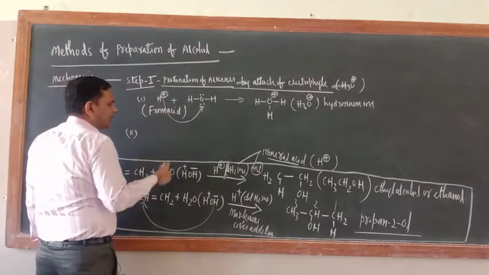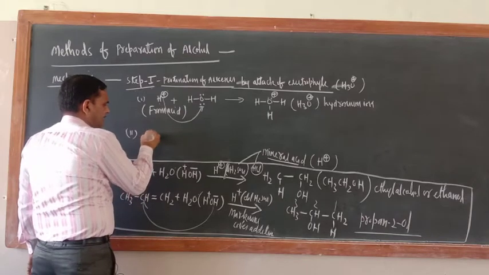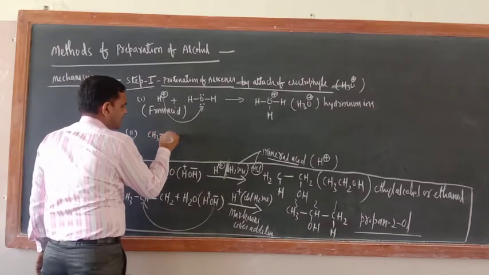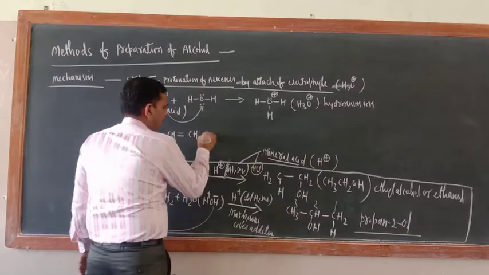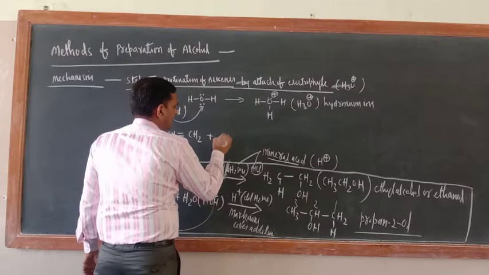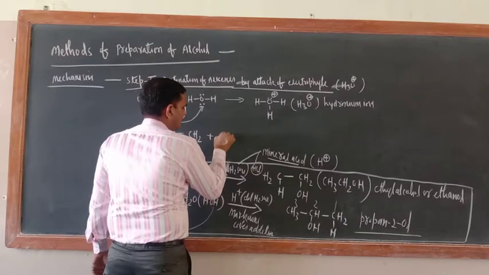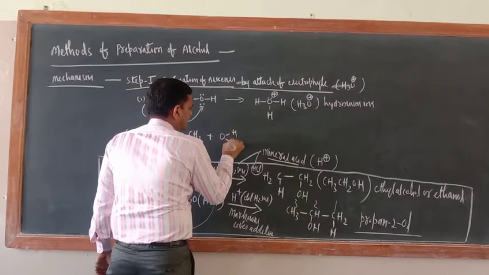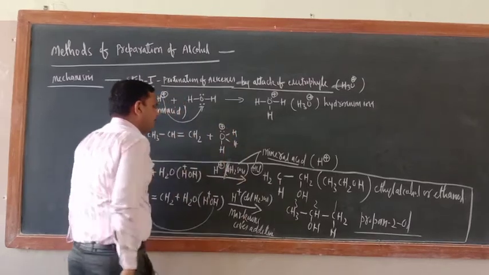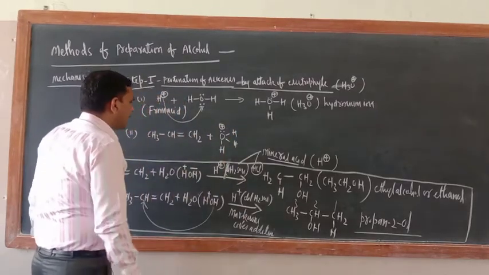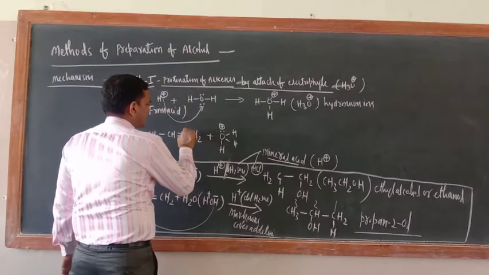Now take one alkene. Suppose I am taking this alkene: CH3CH double bond CH2 plus hydronium ion. The hydronium ion is like that: O, H, H and H, with a positive sign here. Now what will it do? The alkene will attack this.